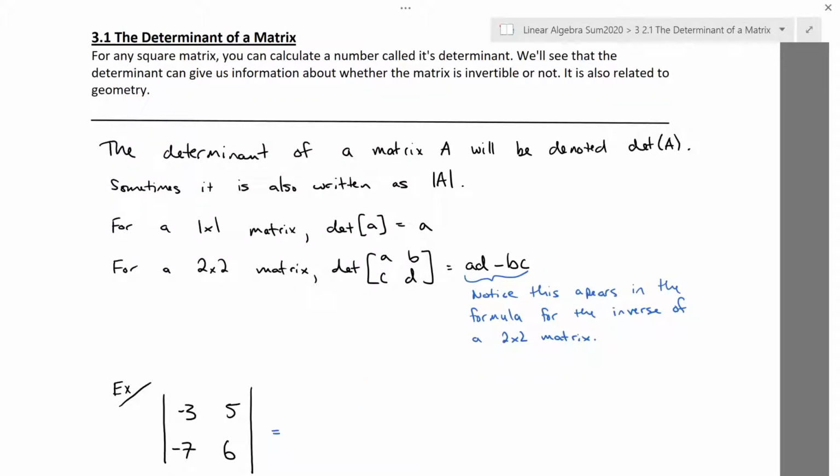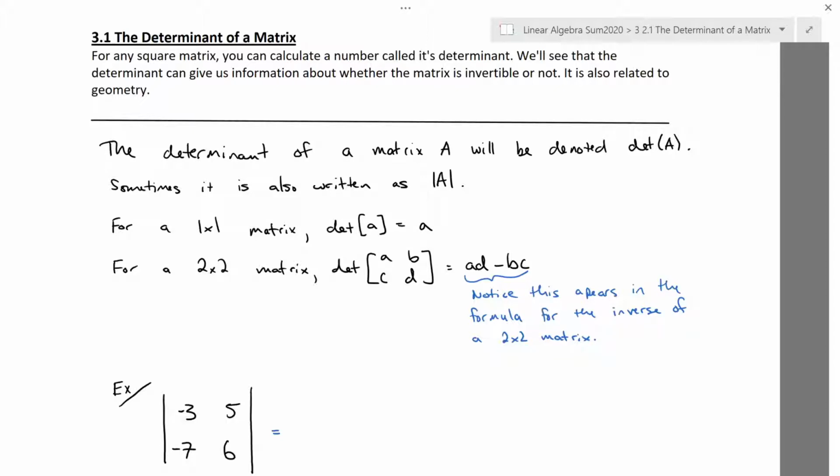Okay, so in terms of the notation, we're going to denote the determinant of a matrix A by writing determinant of A like this, and sometimes it's also written in this way where we surround the matrix with two vertical bars instead of parentheses or brackets. So similar to the absolute value symbol.